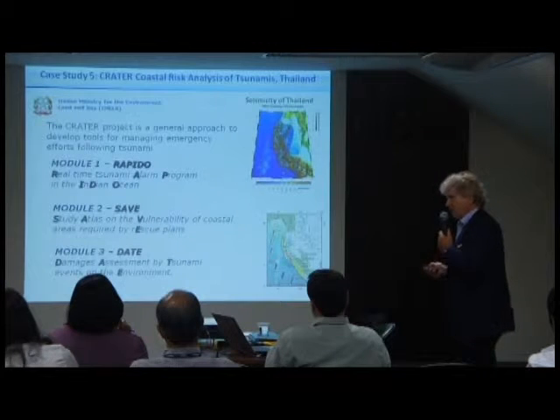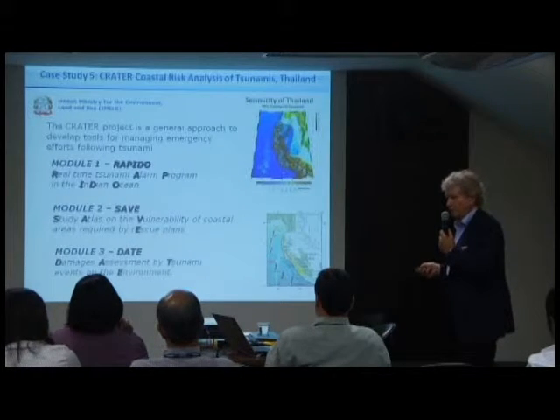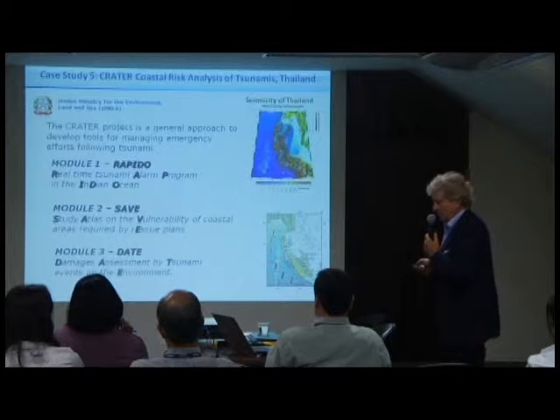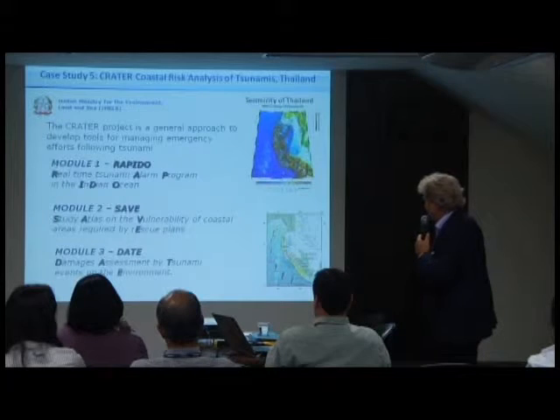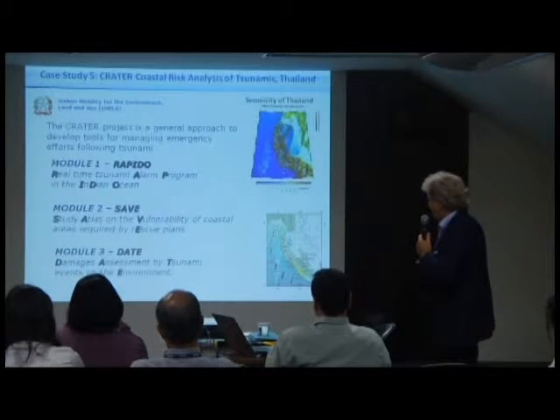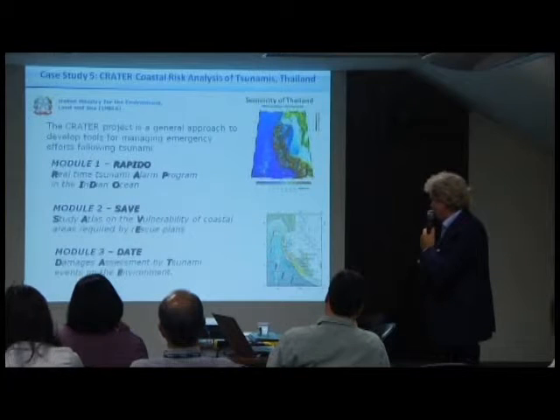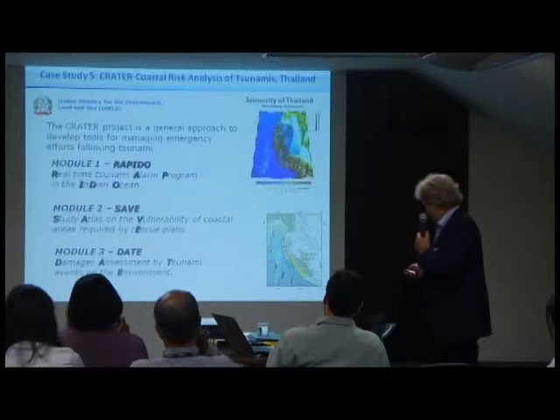This project has been implemented with the funding of the Ministry of Environment just immediately after the big tsunami events which happened in the 26th December of 2004, and we had 200,000 casualties and big problems. And so the Italian Ministry of Environment, in cooperation with the government of Thailand, implemented this project, which has three main components. One is Rapido, which is a real-time tsunami alarm program into the Indian Ocean. The other module is SAVE, which is Study Atlas on the vulnerability of coastal areas required by rescue plans. And the third one is DATE, which is Damage Assessment by Tsunami Events on the Environment.